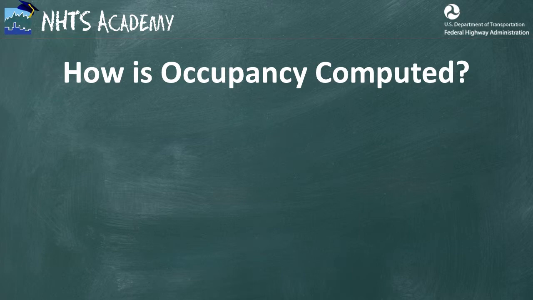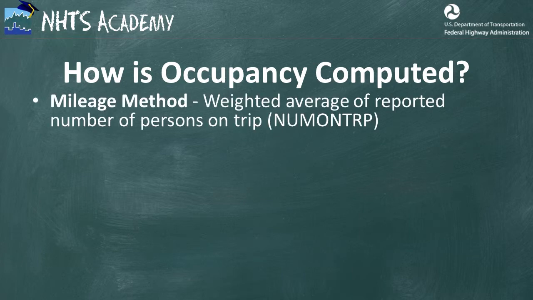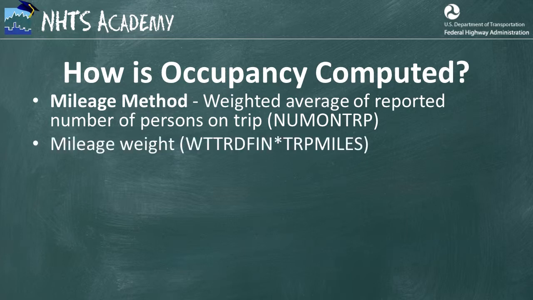The default method of measuring occupancy using NHTS is informally referred to as the mileage method, and it uses a weighted average of the reported number of people on a given trip found in the num-on-trip variable in the NHTS. We use that measure because it includes both household members who were interviewed for the NHTS survey as well as non-household members. We know numerous trips are made with both household and non-household occupants of the vehicle, and we want to make sure we include everyone.